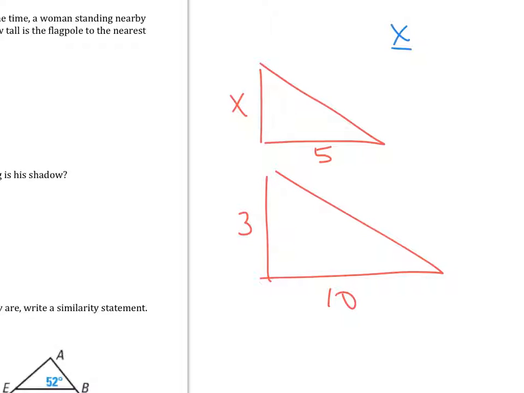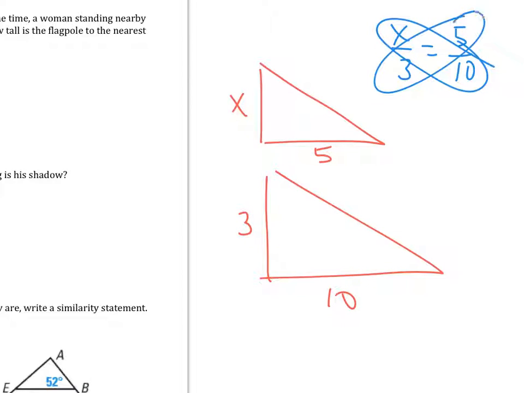x over 3 and 5 over 10. Okay, what do you guys think? Yep. All right, and then we can cross multiply and solve. Okay, so that's the idea.